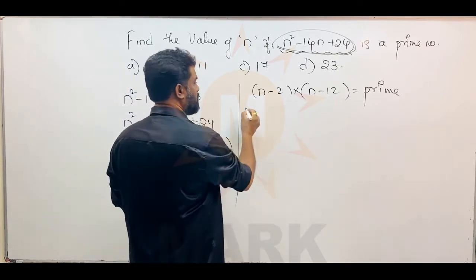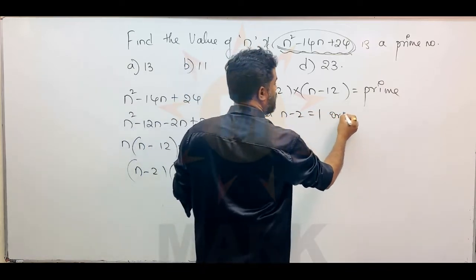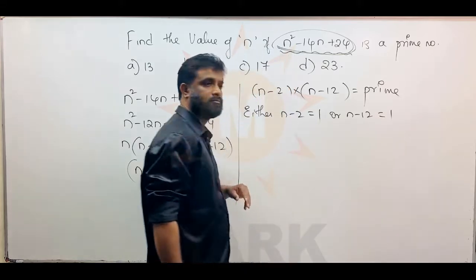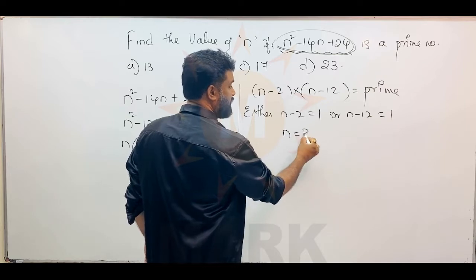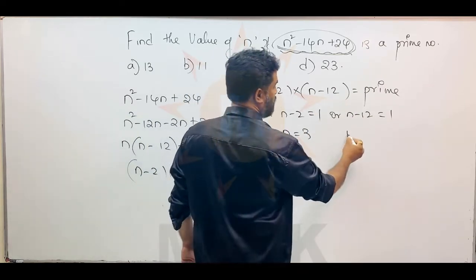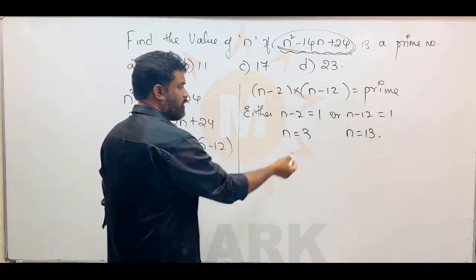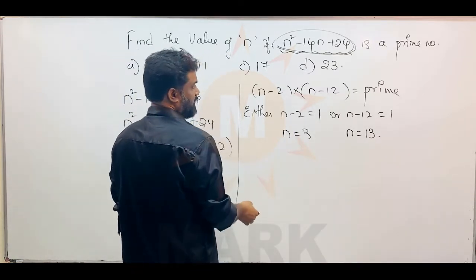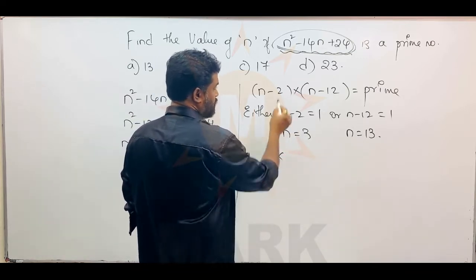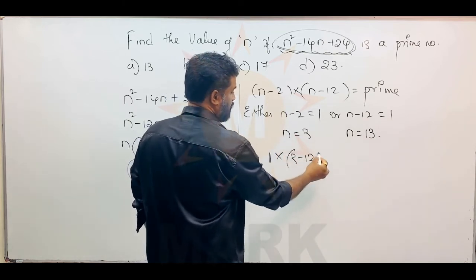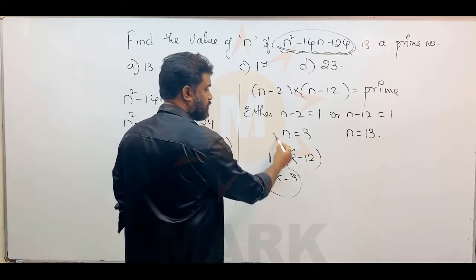That means, my dear friends, either n minus 2 should be equal to 1 or n minus 12 should be equal to 1. If n minus 2 is equal to 1, the value of n will be 3. If n minus 12 is equal to 1, the value of n is equal to 13. Now let us take both the cases. If n is equal to 3, my dear friends, here I am substituting 1 into 3 minus 12, so 1 into minus 9, this is a negative number. So this is not possible.